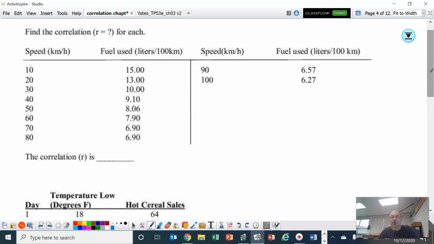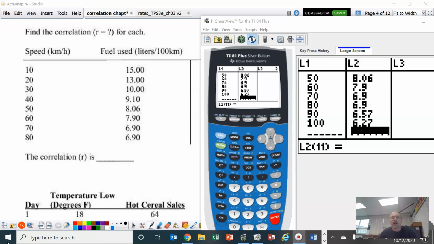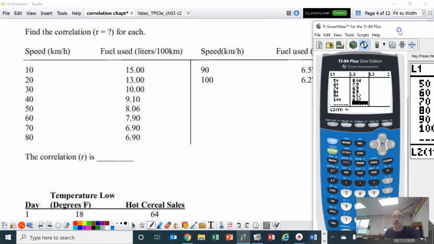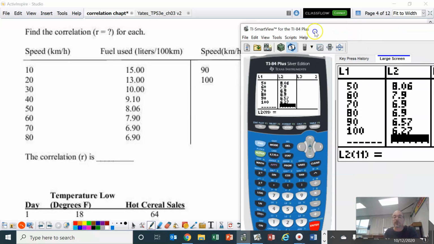We're going to find some correlation here. So some R values. I'm going to take a moment to pause the video for myself and enter this data so I don't take up too much time. I'm going to enter this data into the calculator. I'll come back almost immediately for you. All right, I'm back. What I did was I typed these numbers into list 1 and list 2 on my calculator. Speed goes in list 1, and don't forget the 2 that are over here. And the fuel used goes in list number 2.